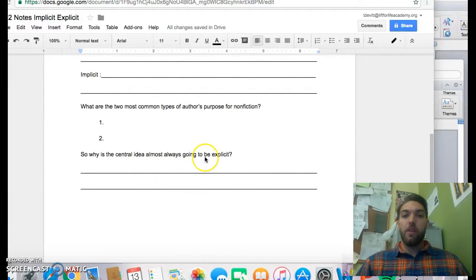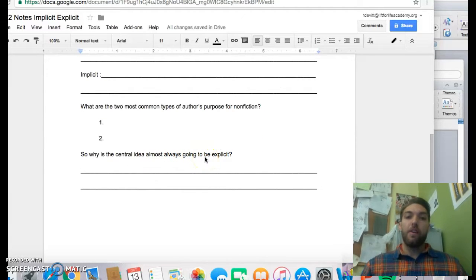Same thing when you read a nonfiction article. The author isn't trying to make this tricky. They want you to get the information. They want you to learn what they're trying to get you to learn. So they're going to make it explicit. They're going to make it very clear what they want you to learn.